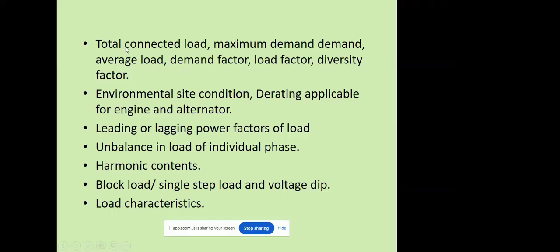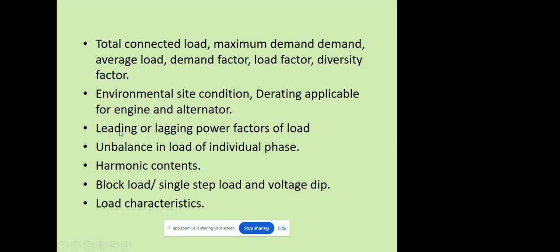Then we have to see what is the total connected load, maximum demand, average load, demand factor, load factor, diversity factor. But out of all these, we will concentrate on the connected load, the load factor, and the diversity factor. These are the main three things. What are the environmental site conditions? Whether ambient temperature, then the altitude, whether the derating is applicable for the engine and alternator, etc. That we have to see.